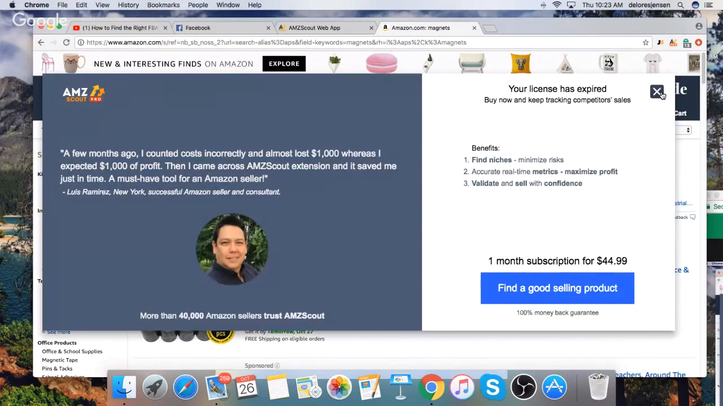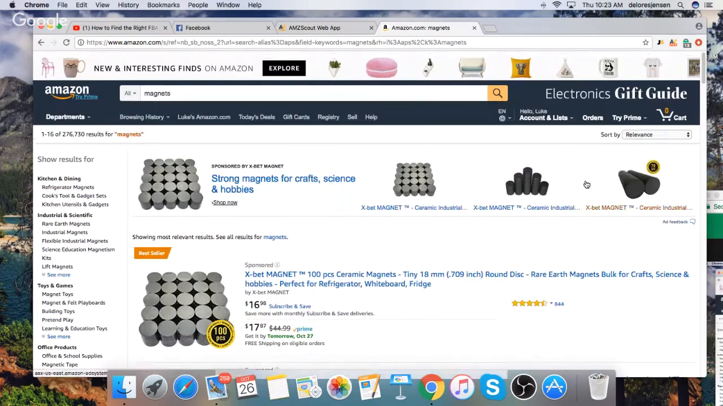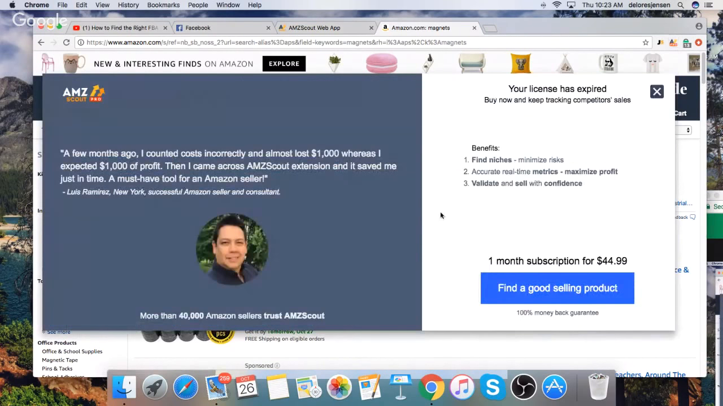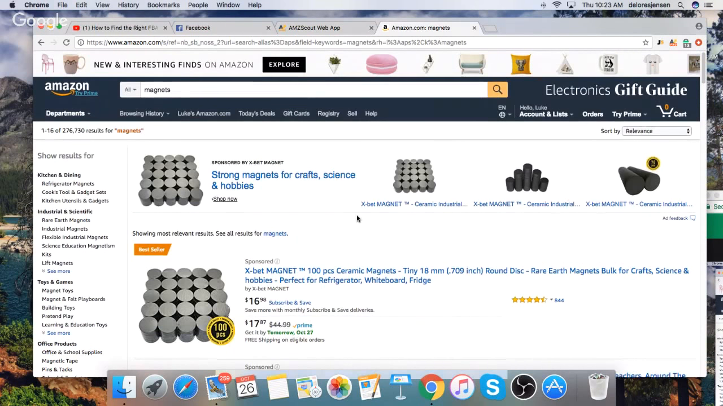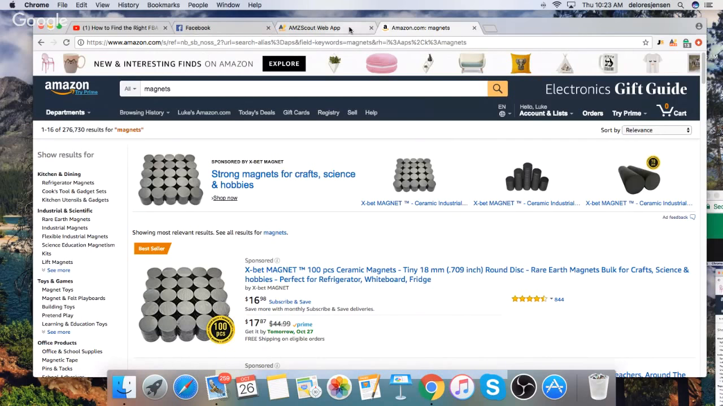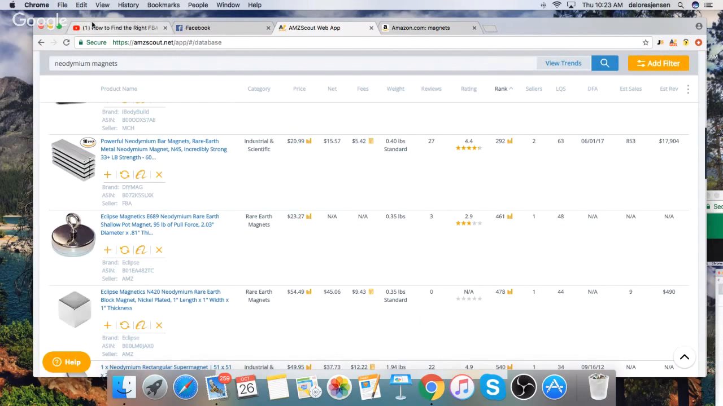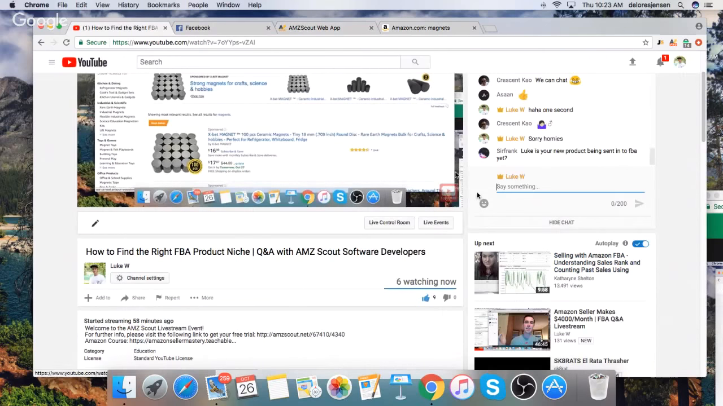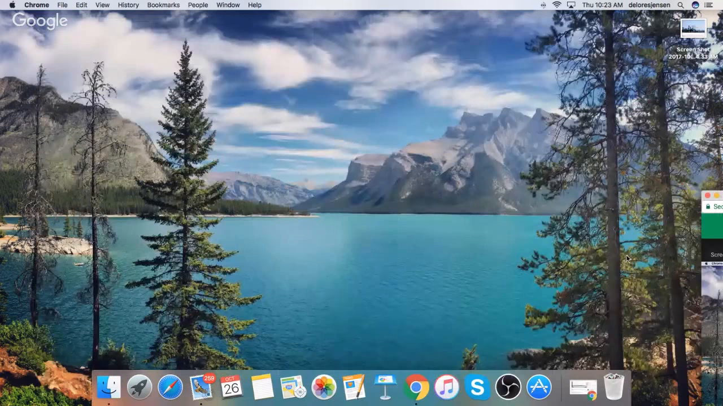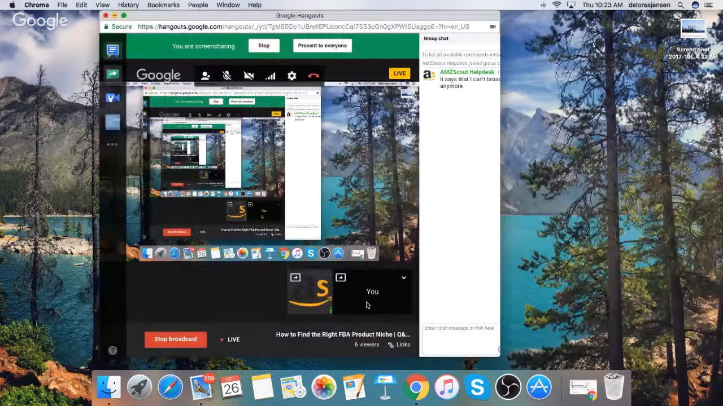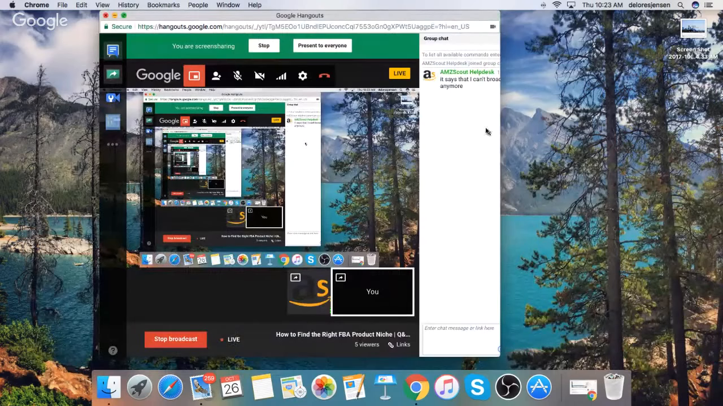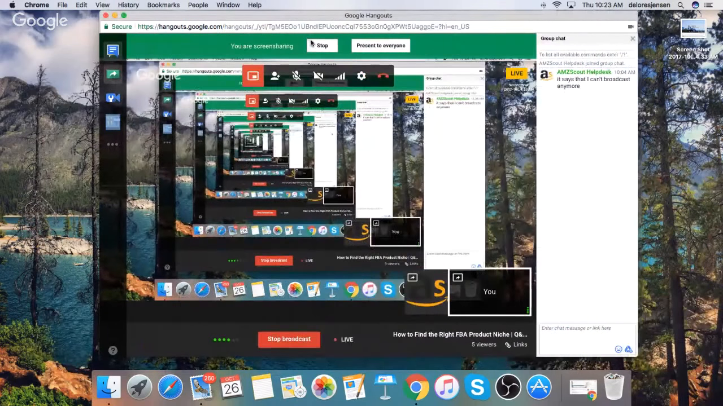It says I think my trial literally expired. Look at this, my license has expired. So that's probably why it's not pulling up the trends anymore. It doesn't look like I can run the extension anymore. That's actually funny, because we activated it. I know, but we can figure that one out in a little bit.